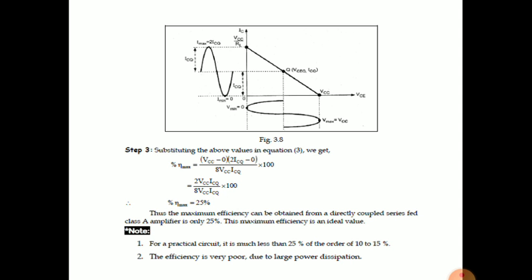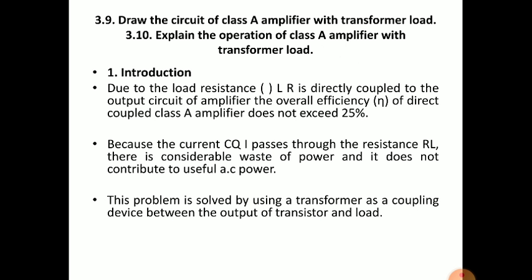In the load resistor circuit, the ICQ and VCC values will occur at RL, which leads to the power dissipation. So to reduce this power dissipation, to increase the efficiency and to reach the maximum value of that efficiency, that is 25%, we should replace the resistor load with a transformer load. So now moving on to the next topic, the class A amplifier with transformer load.